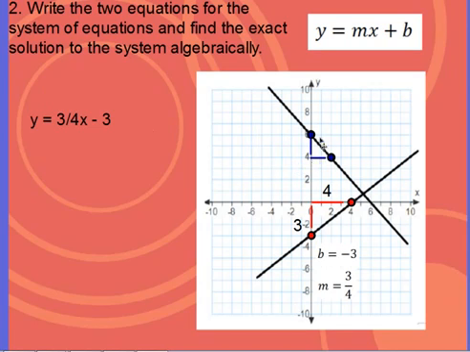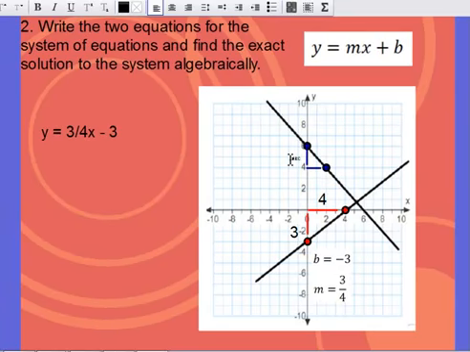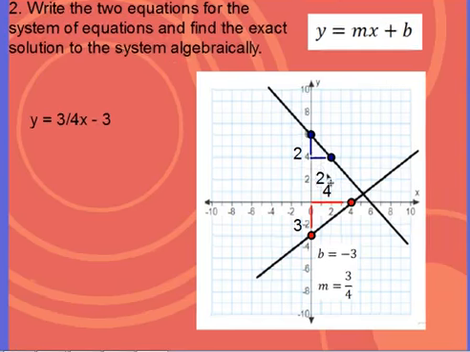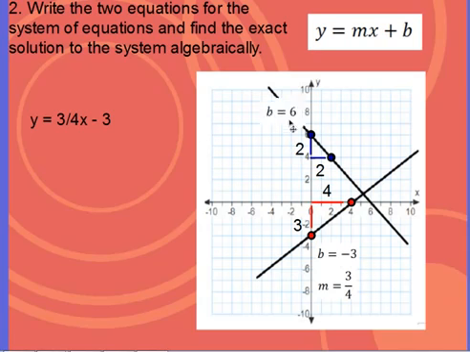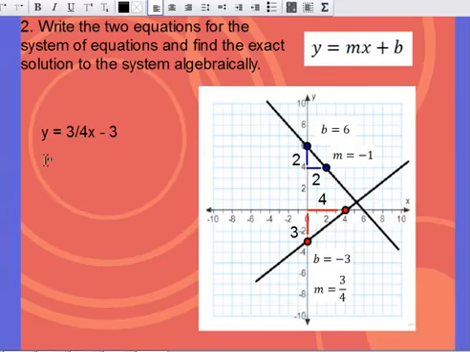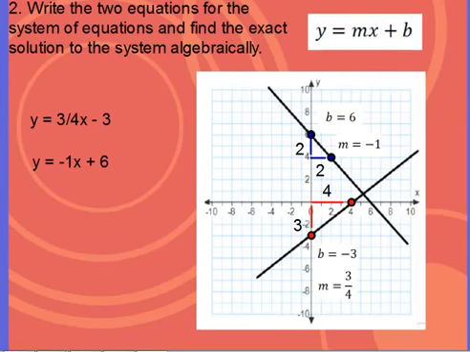So I see it looks like I'm going up 2 over 2. So if I put my rise over my run, 2 over 2, I get a slope of -1. So my b up here is at 6, and my slope is at -1. Okay, so I'm ready to write that equation. Y equals -1x plus 6.